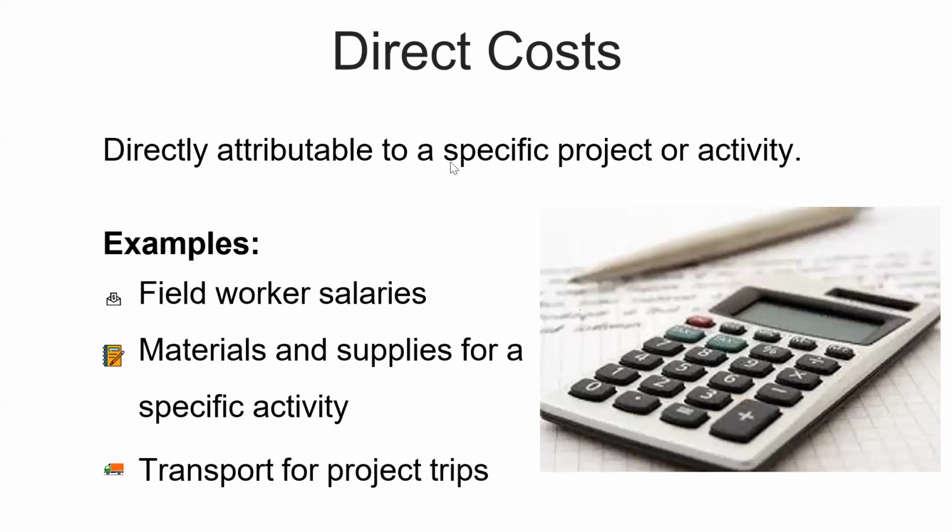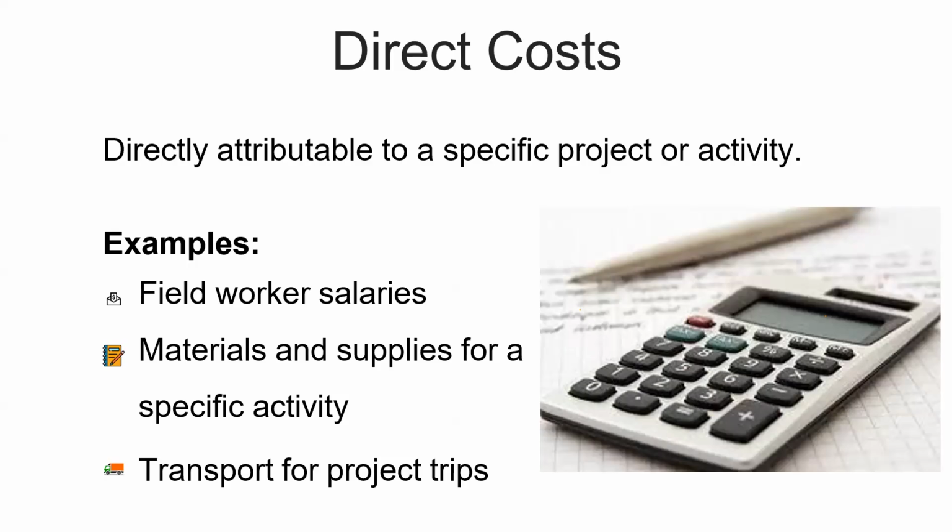Direct costs. So we've seen direct costs. We're going to see indirect costs. Direct costs are directly attributable to a specific project or activity. For example, fieldworker salaries are directly attributed to a specific activity, fieldwork. All right, materials and supplies for a specific activity.